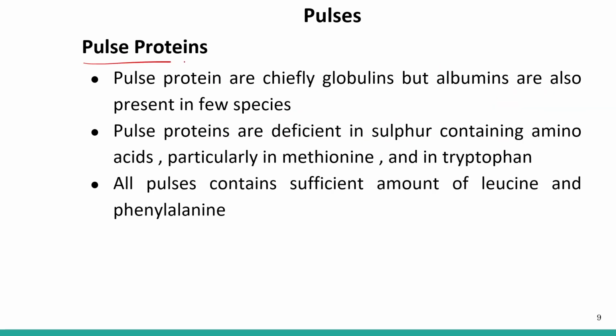Pulses protein. So the pulse proteins are chiefly globulins, but albumins are also present in few species. So basically, globulins are the basic protein that is present in the pulses along with some albumins.